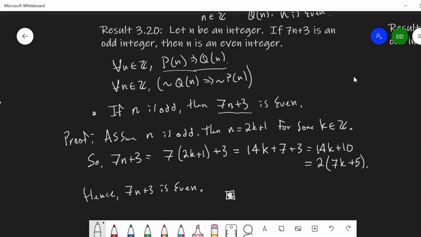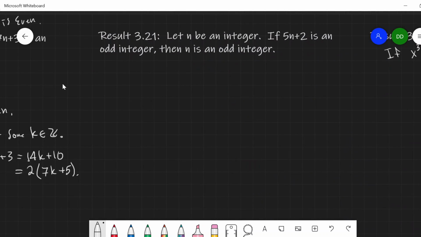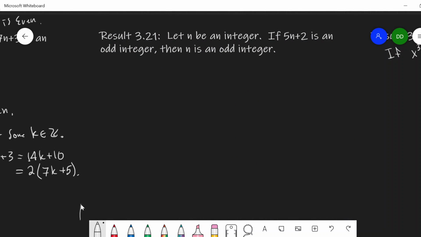Let's look at another example. This is result 3.21. Let n be an integer. If 5n plus 2 is an odd integer, then n is an odd integer. So again, we're going to do this by contrapositive. So think about the contrapositive of this implication.